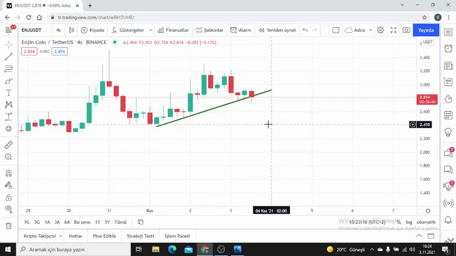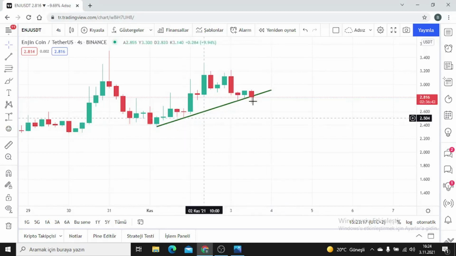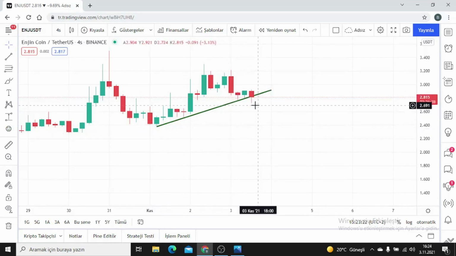It touched it here, too, and it worked as a very good support. In the same way, it has touched the trend line a few times here as well. Here the price fell below the trend line and rose again above it. Here is where we should pay attention. This is an uptrend, guys. As you can see, the slope is already going up. It doesn't matter to me if the price commits a single violation.